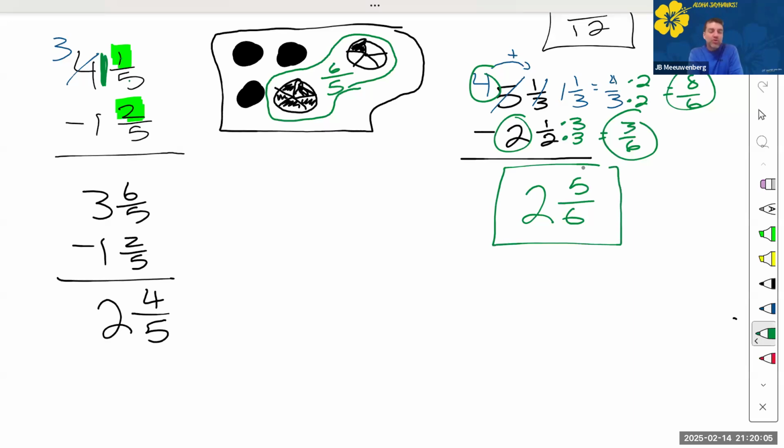And so that regrouping, you have to be careful with that because you need to know what you actually are going to do with that one that gets borrowed. In the next video, we are going to examine multiplication and division of fractions.